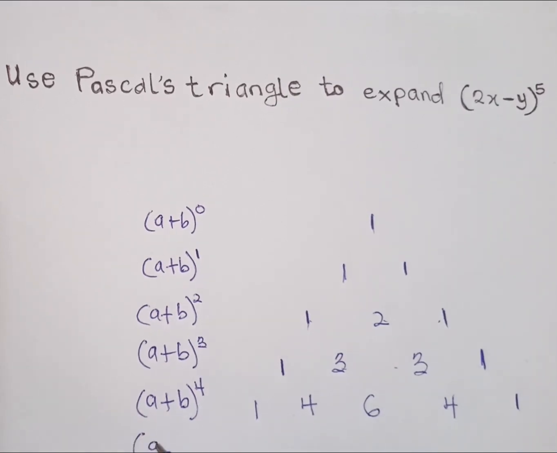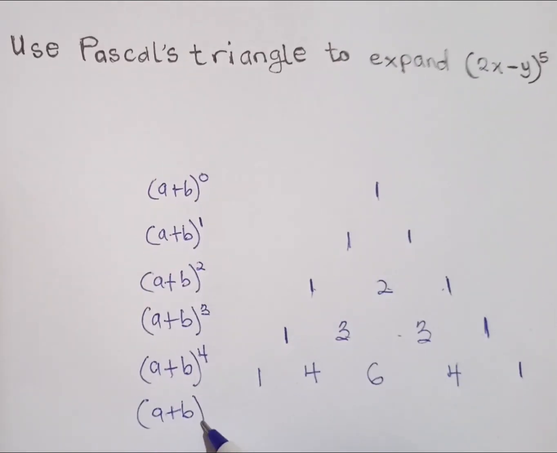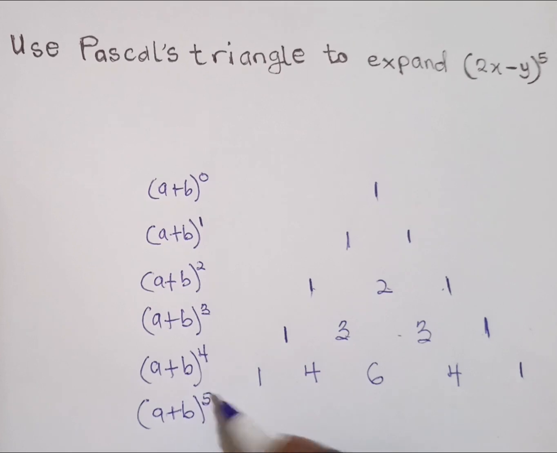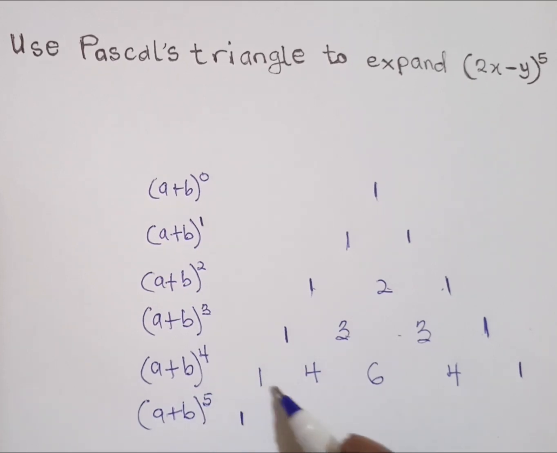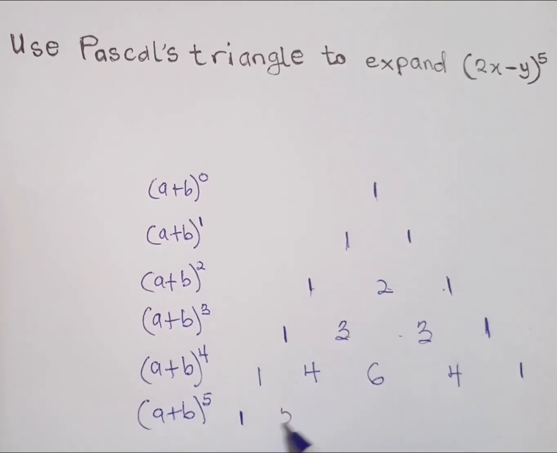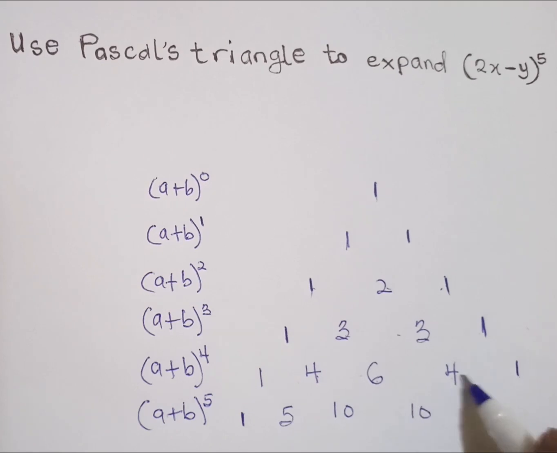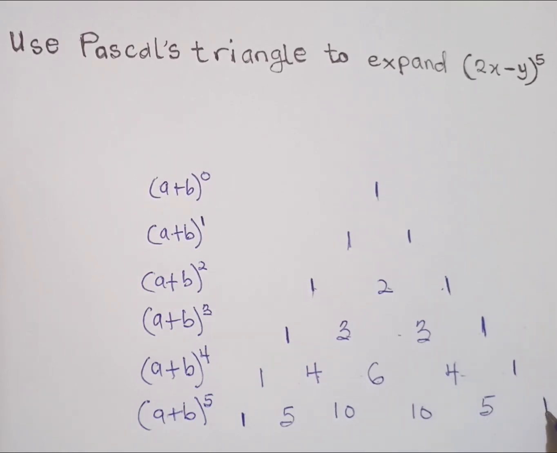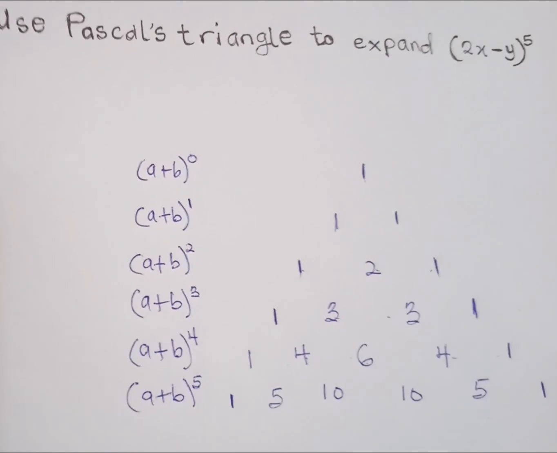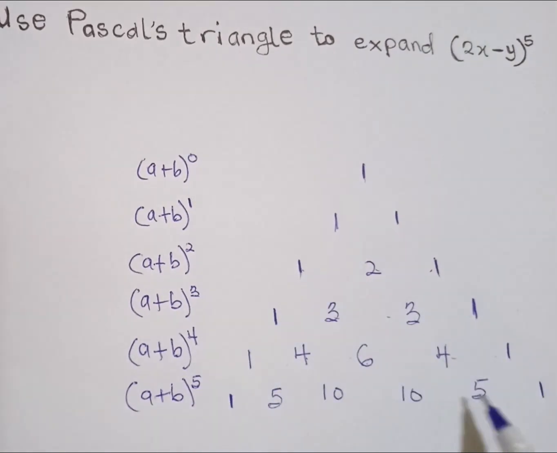So we have (a + b) exponent 5. I have 1 here. This plus this is 5. This plus this is 10. This plus this is also 10. This plus this is 5. And then we have our last 1. Good. So this is the Pascal's triangle.